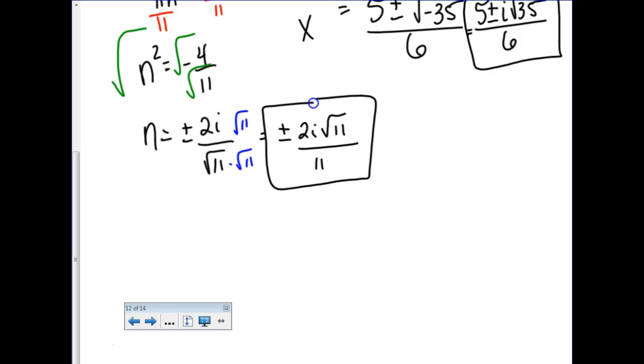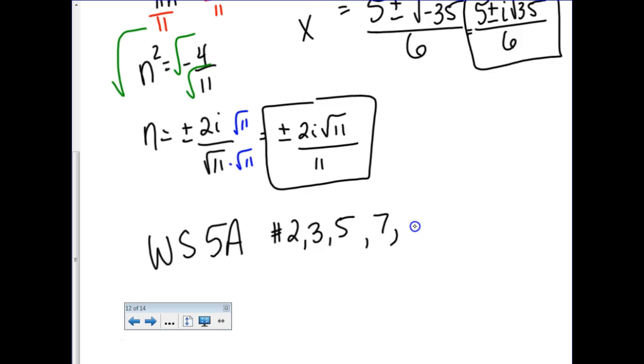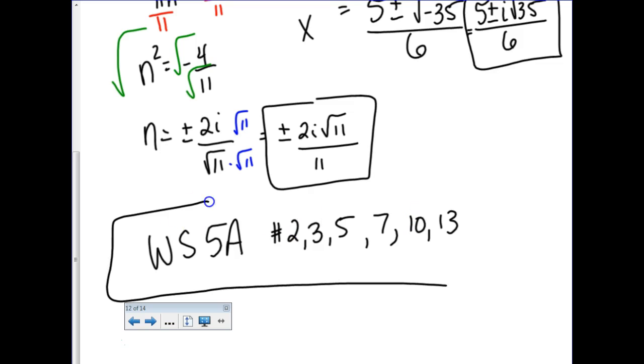Lovely. Fantastic. All right, so your homework assignment. We haven't got to the graphing yet. I know. We'll look at it tomorrow. Your homework assignment is on worksheet 5. We're going to just stick to the front of worksheet 5. So 5A. You have been assigned numbers 2, 3, 5, 7, 10, and 13. Very good. Now there's more coming on the back of it, but we'll get to that tomorrow.